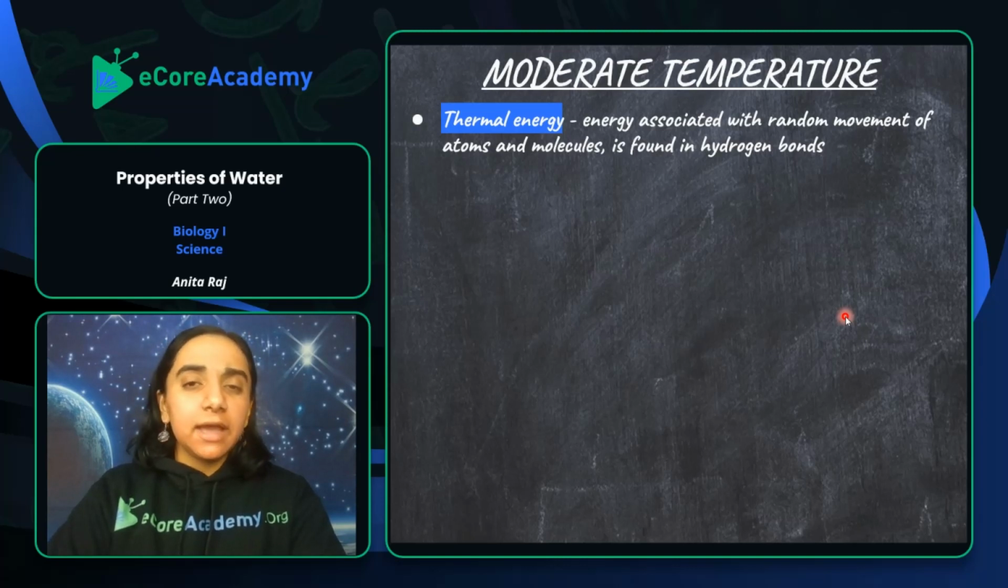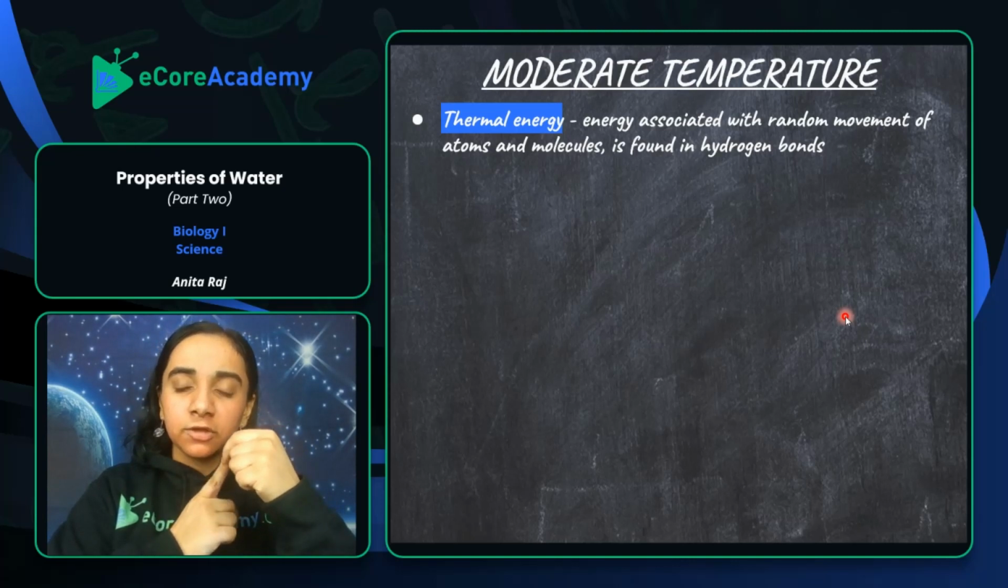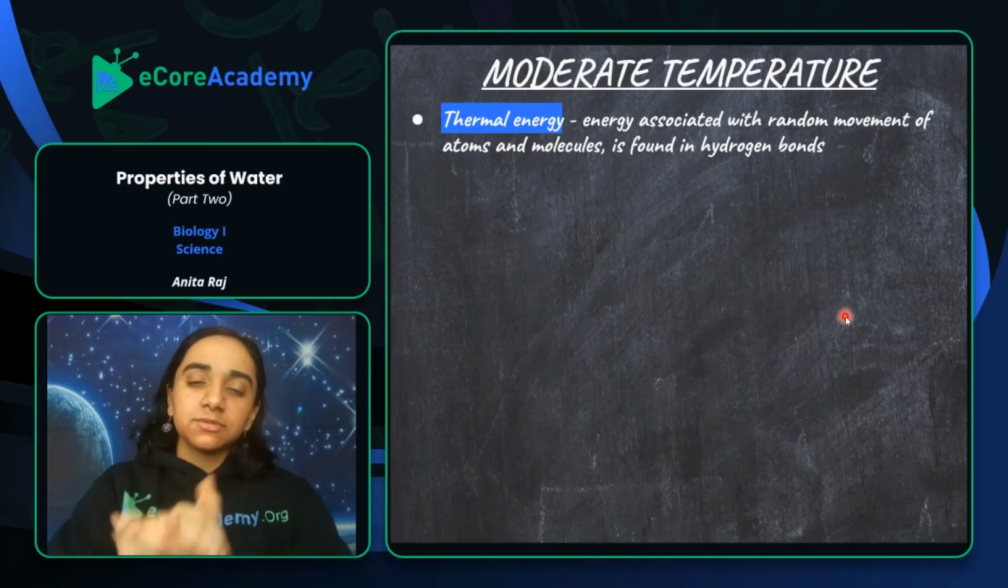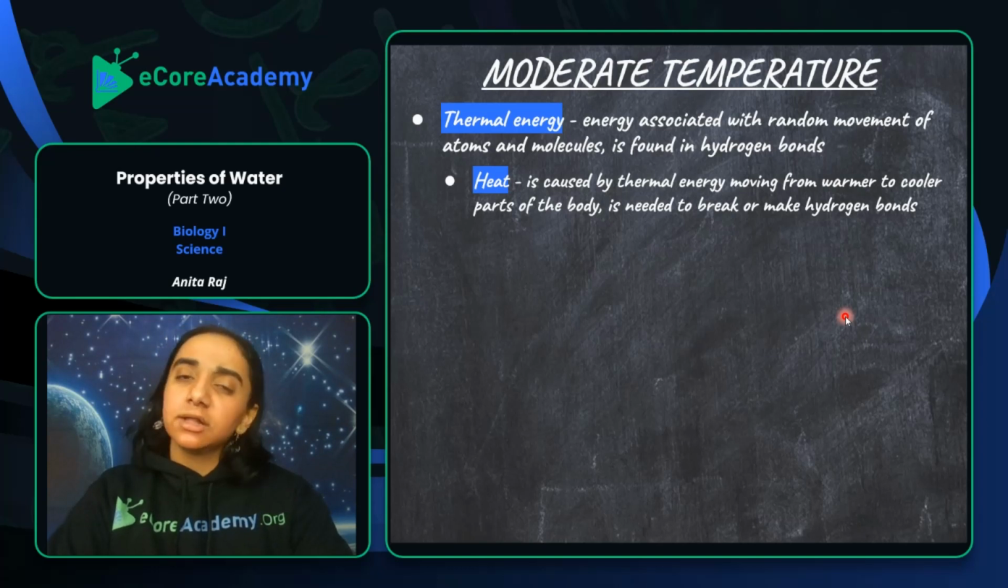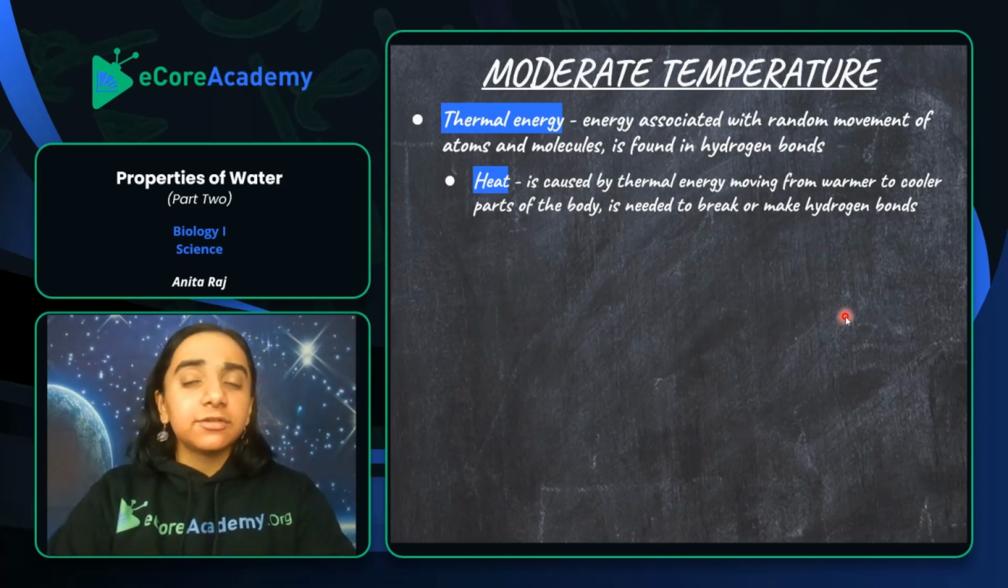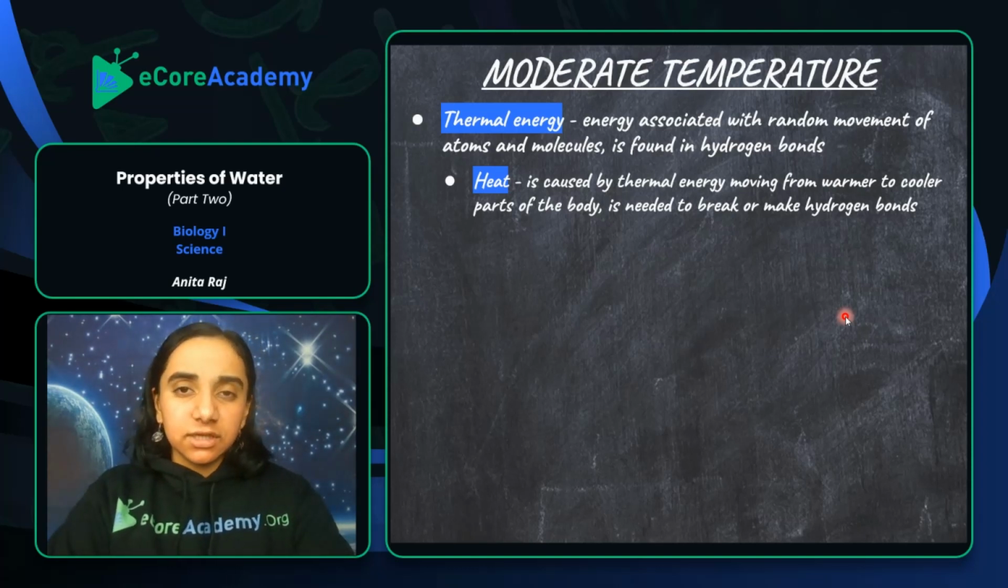And this goes for any atoms and molecules. This thermal energy is going to be found in those brief hydrogen bonds that they will form with other water molecules before they break them and glide away. So that's what thermal energy is. Heat is caused by thermal energy moving from warmer to cooler parts of the body, and it's needed to break or make hydrogen bonds. Everyone knows what heat is. If you turn on a stove, or a microwave, or you have a fire, heat is what's given off, and heat is also what's given off during metabolism by an organism.